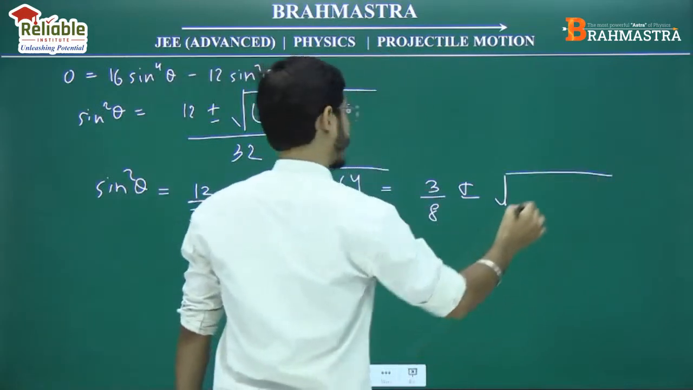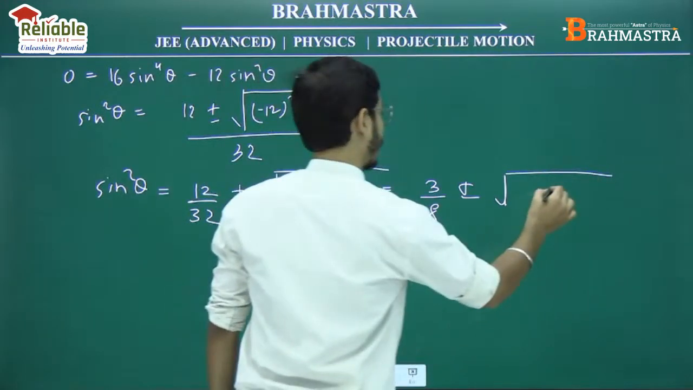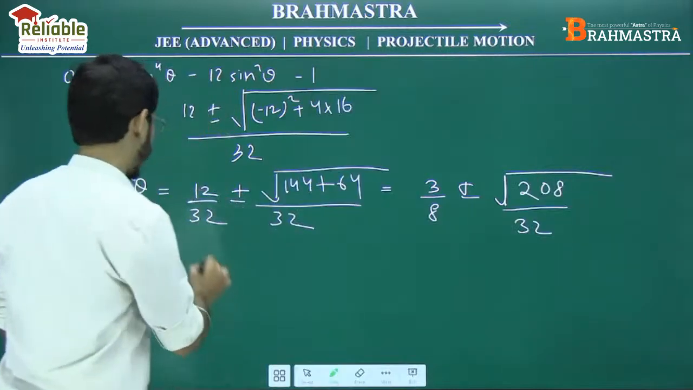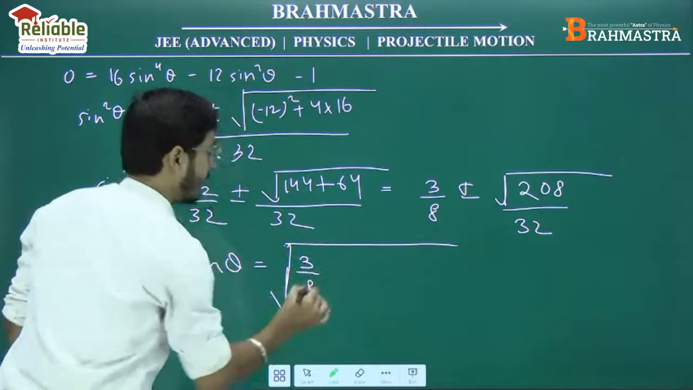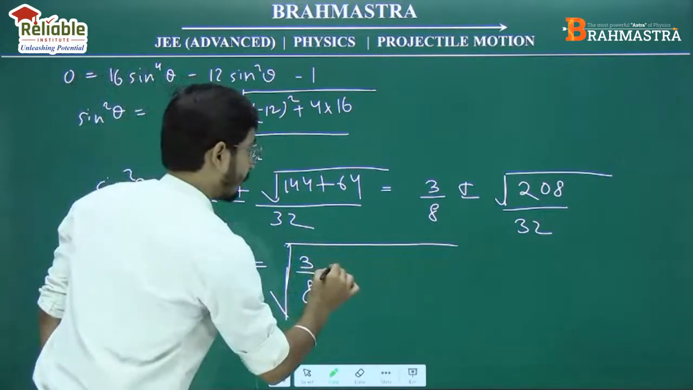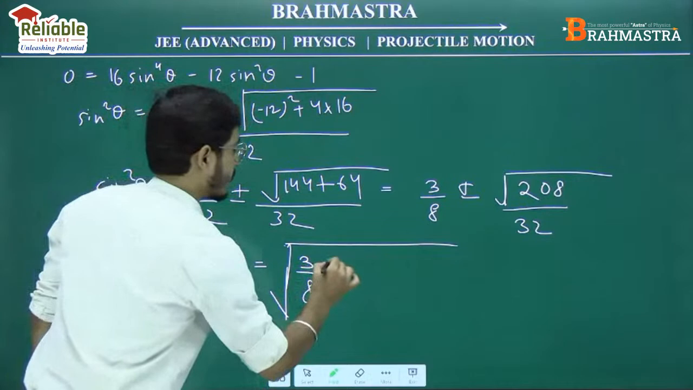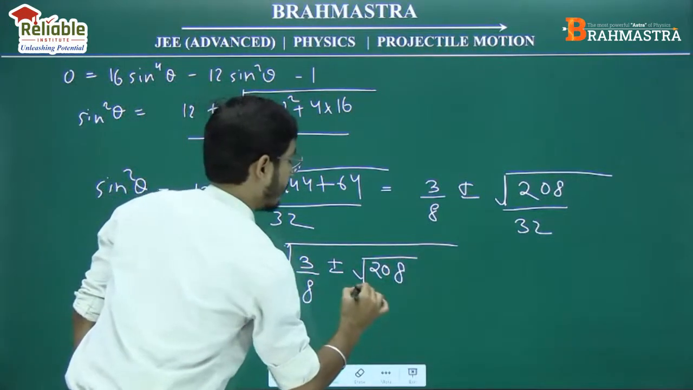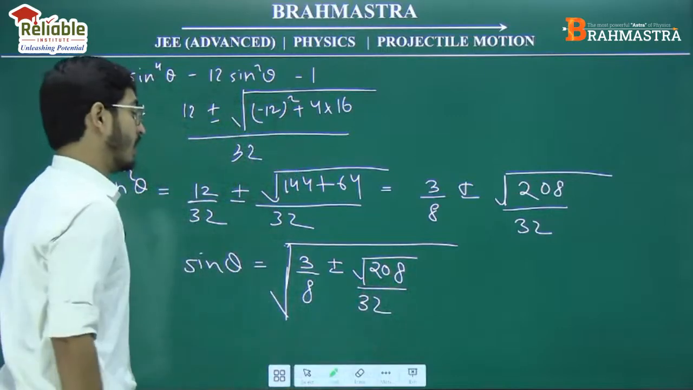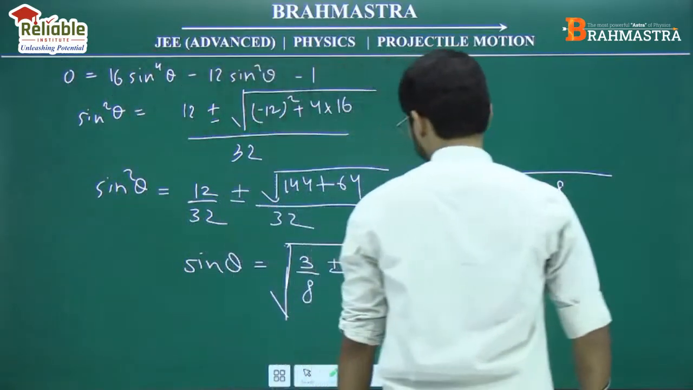And this becomes equal to, okay, root of your angle which will come, 3/8, right, plus minus root 208 divided over 32. This is going to be your answer, right?